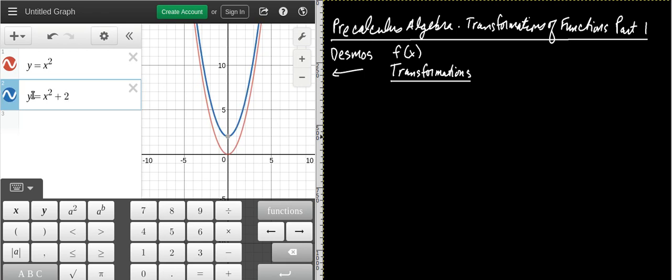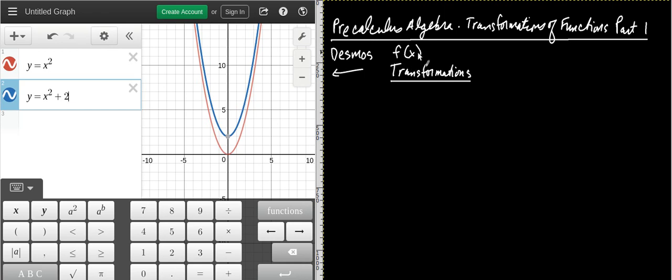And what we can see is that the graph has been transformed, right? We have a new graph now, and it's basically the old graph x squared but shifted up 2 units. And that's because we added 2. And if we would have added 3, it would have shifted up vertically 3 units and so on. So let's write that down generally here.